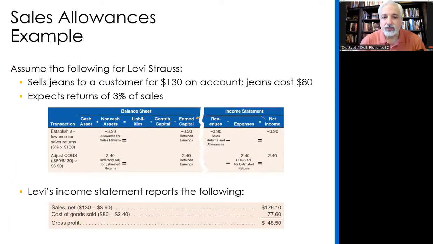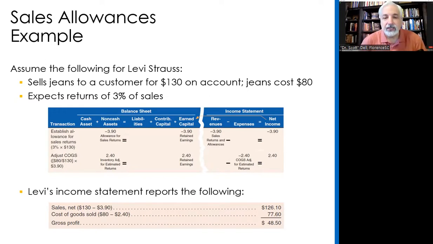Assume the following: Levi Strauss sells jeans to a customer for $130. And be careful, by the way, when we talk about sales, we're talking about wholesale versus retail. Levi's normally doesn't sell direct. They're going to sell into distribution or sell to a retailer, and the retailer sells to you. So be careful about making assumptions about profits and how much money goes to whatever the supplier was. But let's just take a look here.